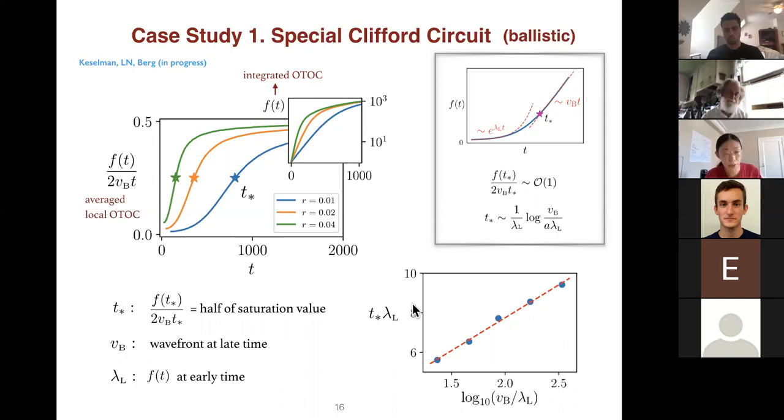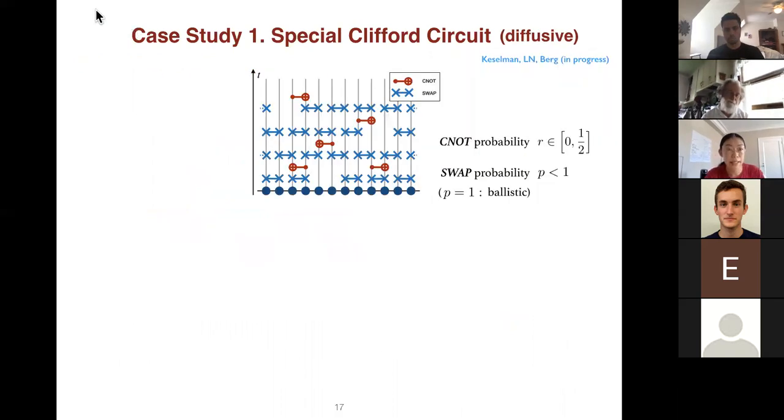So now let's go to a slightly more complicated case, which is very similar to the ballistic case we just mentioned, but with missing swap gates. Okay, so the swap gate here, I assign a probability of having a swap gate at each time step. And this probability is taken to be smaller than one. If it is exactly one, then we go back to the previous case.